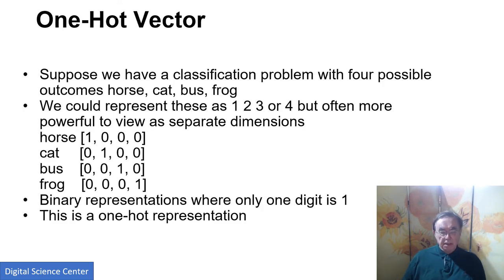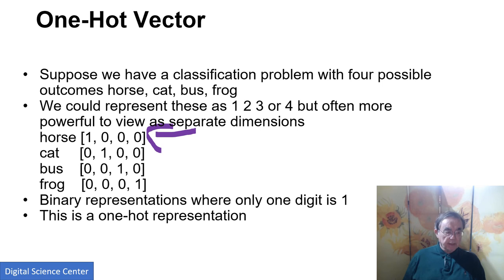One-hot vectors is a simple idea of using binary representations. So supposing we had something which we're going to train, and it could be a horse, a cat, a bus, a frog. Well, we could make horse equals 1, cat equals 2, bus equals 3, frog equals 4, and we'll train it to be those numbers. Alternatively, we could use vectors, binary vectors.